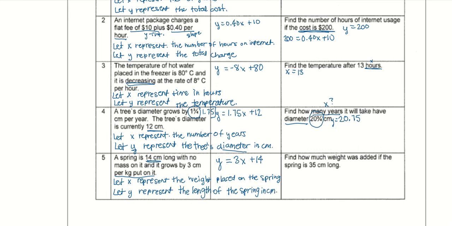So the question asks you, find how much weight, so remember that weight was x, so we're finding this, we don't know what x is, was added if the spring is 35 centimeters long. Well, length is y. So we know that this is y equals 35. So in the equation, you're going to sub in 35 for y, and you're going to solve for x.